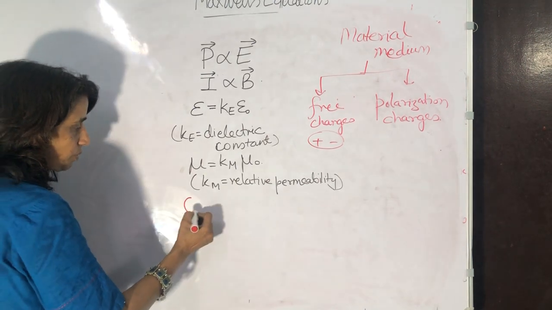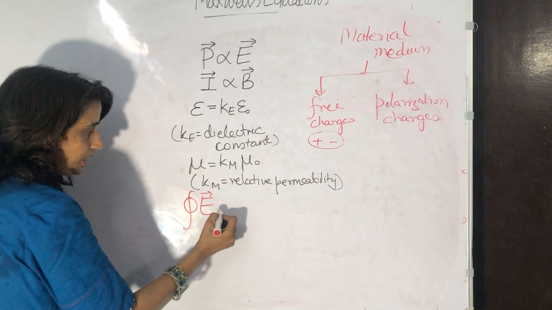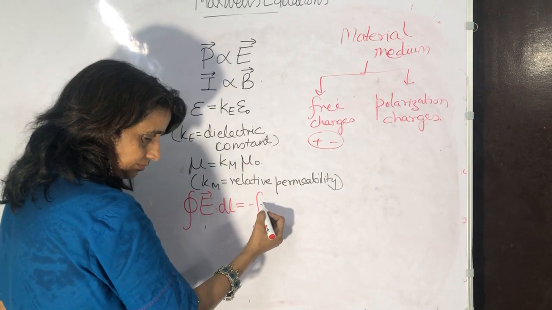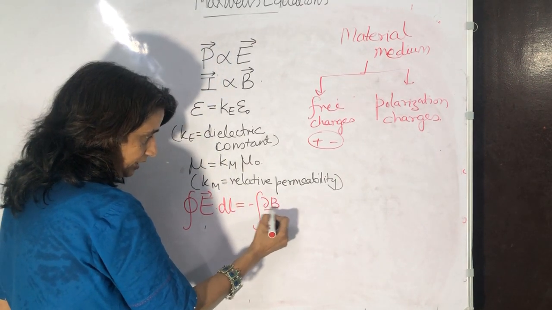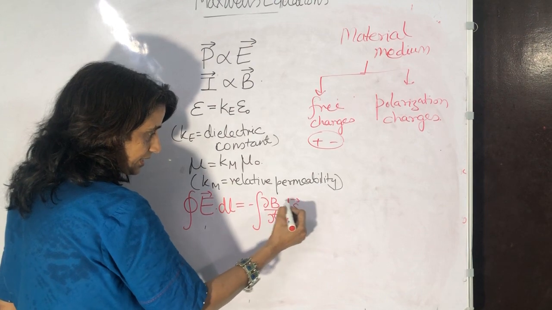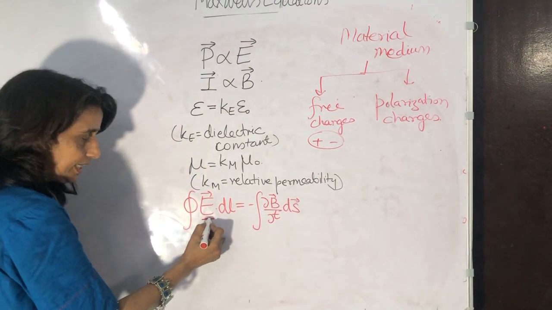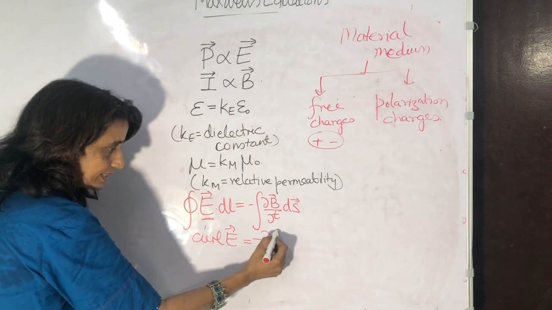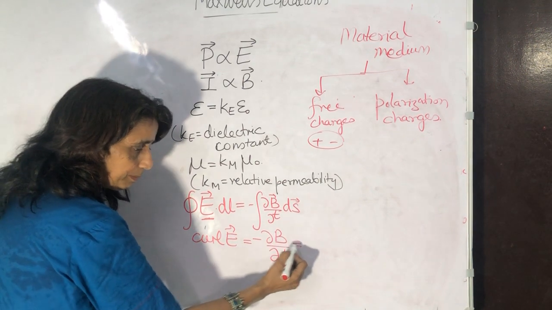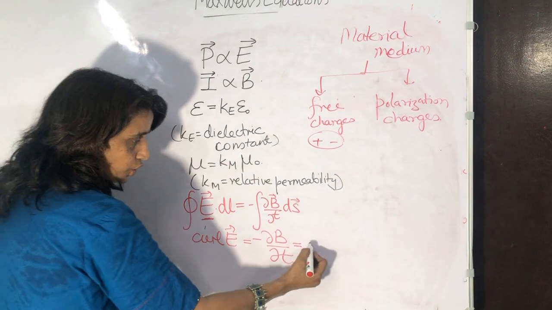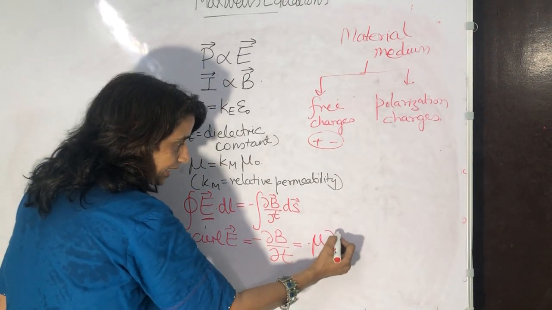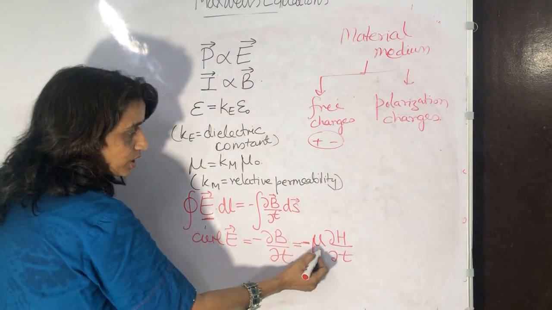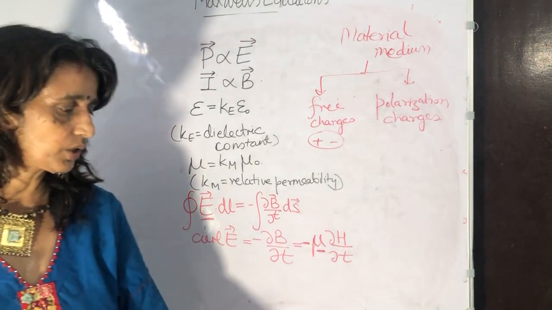So now Maxwell's third equation undergoes a small change for a material medium. It will become integral E dot dl equal to minus integral del B by del t dot ds. Now curl E we can write as minus del B by del t, where B is mu H. So this becomes minus mu del H by del t. This mu is for that specific material which we are talking about.